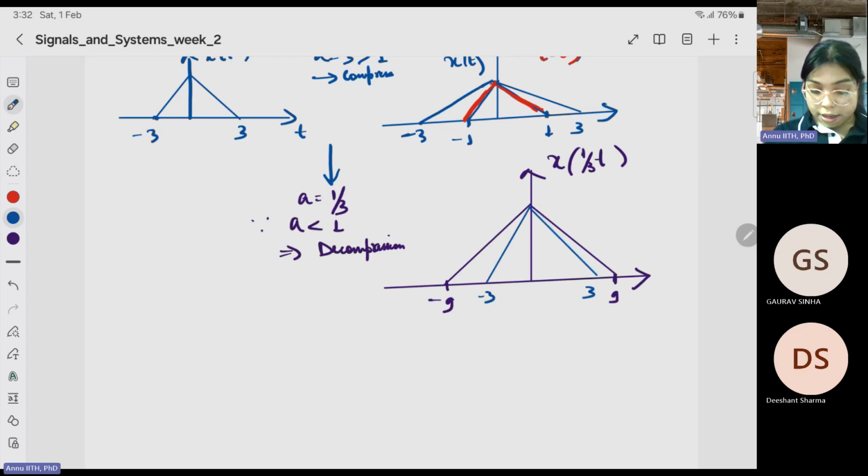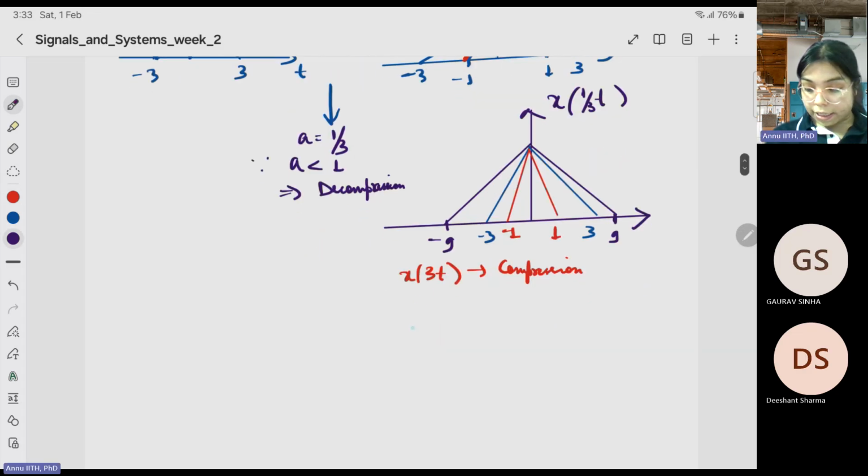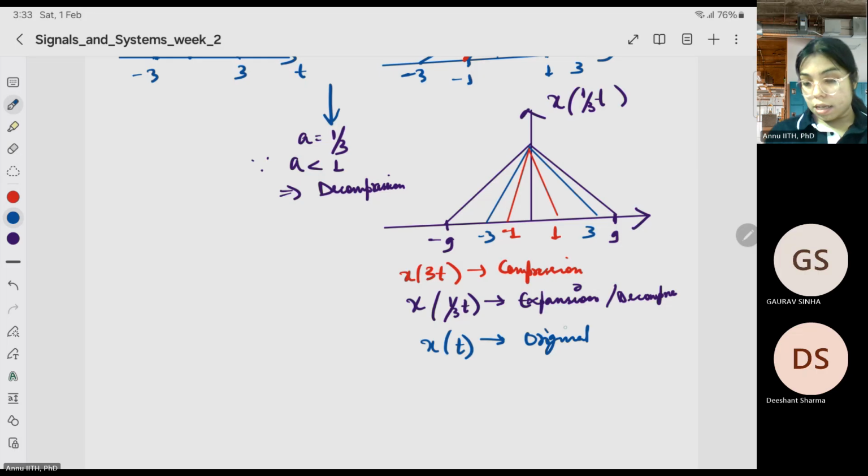Minus 3, 3. Whereas red color is minus 1. Okay. So red is x of 3t, which is compression. Purple is x of 1 by 3. Expansion, sorry, decompression is not an expansion, or a different word for decompression. Sorry if I confuse. x of t is the original signal. Okay. So far, so good.